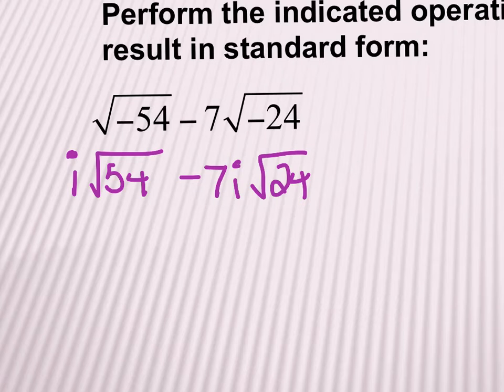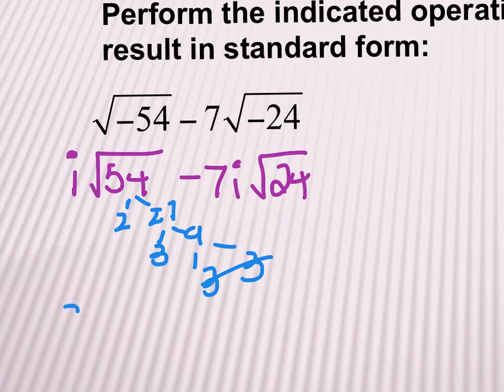And then I can't combine them how they are, but I can simplify the square root. This would be 2 and 27, which is 3 and 9, 3 and 3. So I can pull out a 3, put it on the front with the i, and then the 2 and the 3 would get multiplied together because they don't have a pair.